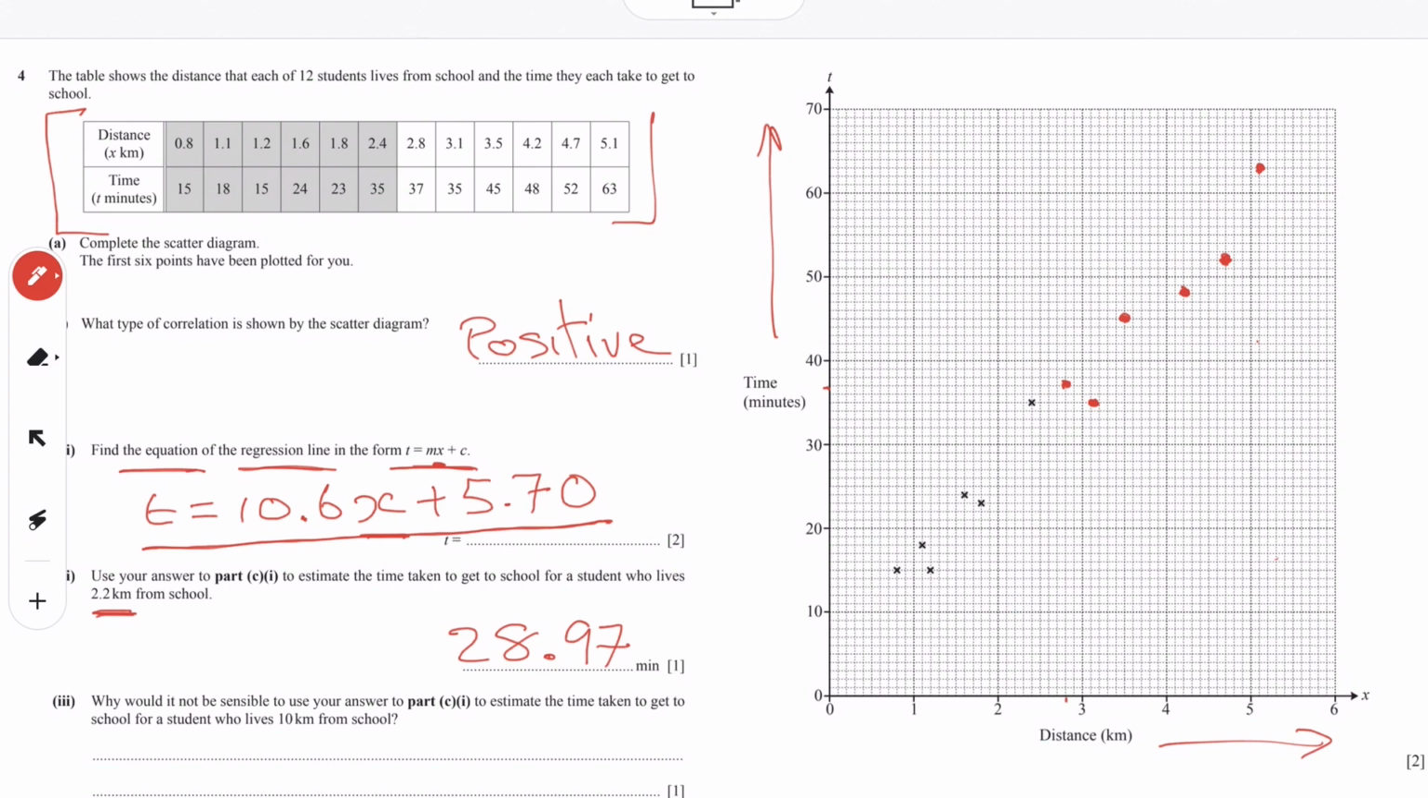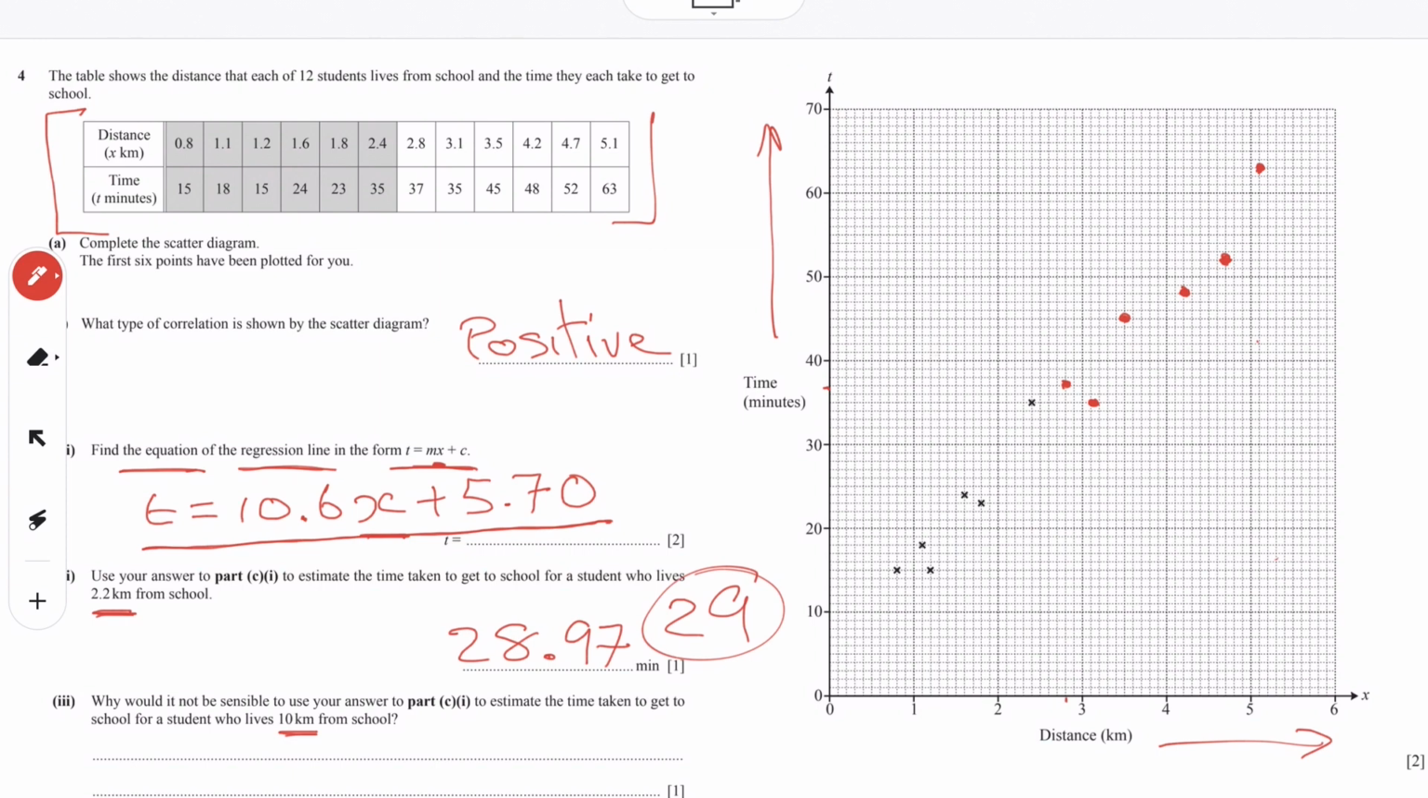Realistically, 29 minutes. Okay, so the final thing, why would it not be sensible to use your answer to part C to estimate the time taken to get to school for students who live 10 kilometres away?